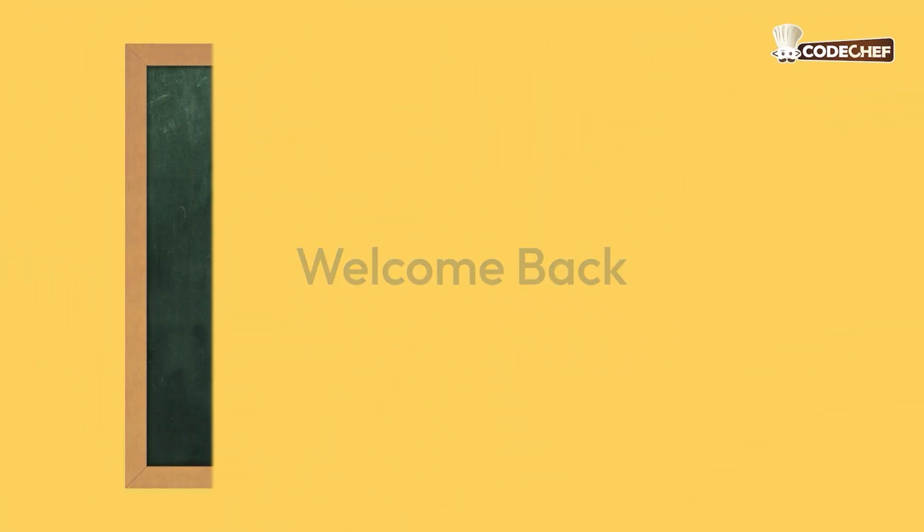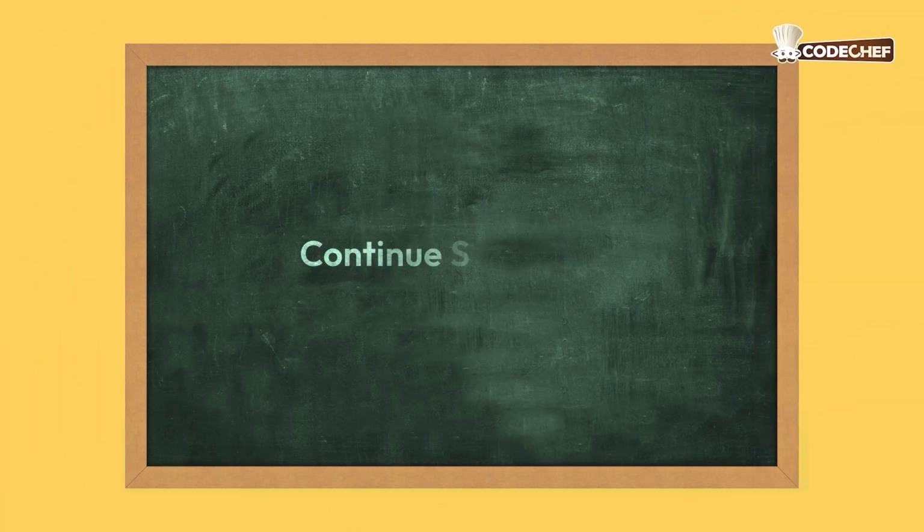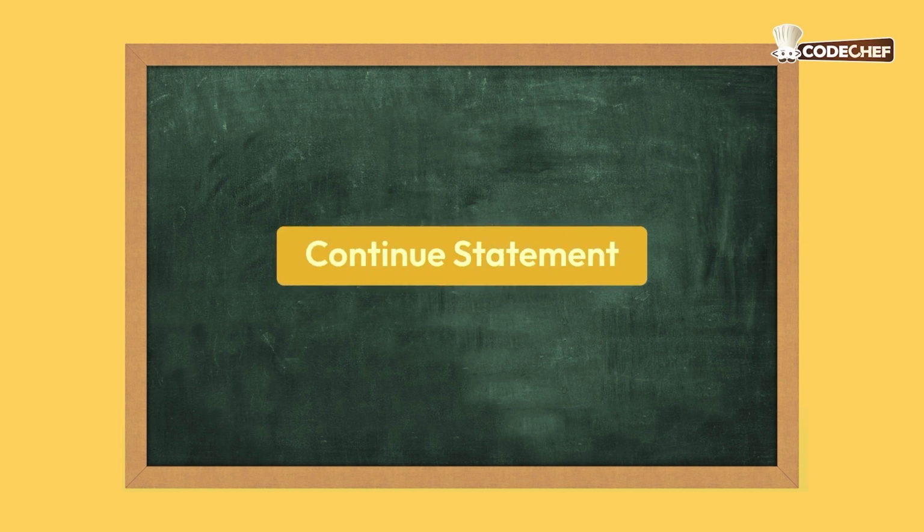Hey, welcome back. We saw how a break statement works. Let's understand what happens when you use a continue statement in a loop. Now, continue is used to skip the current iteration process and move to the next iteration.